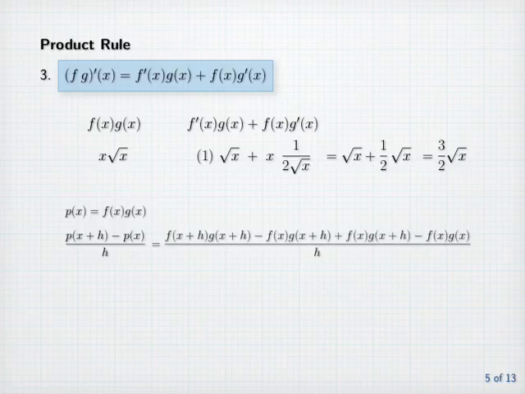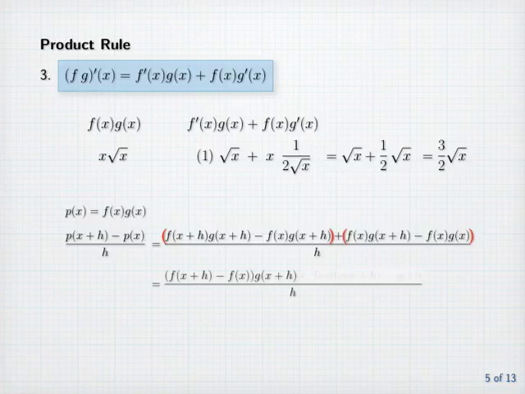Now we group the first two terms and the last two terms together and factor g of x plus h from the first two terms in the numerator and factor f of x from the last two terms in the numerator. Now we break the fraction apart into two terms.